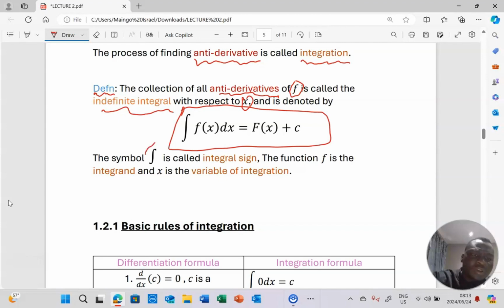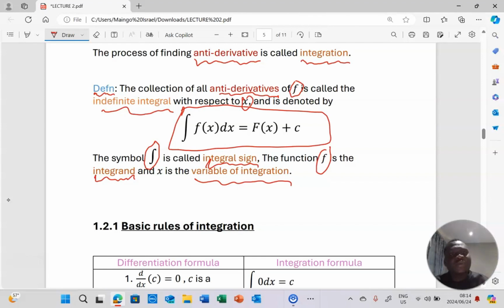A symbol shaped like s is called an integral sign. The function f under integration is called integrand. And x itself is the variable of integration, the variable that we're integrating with respect to. So this is in short the definition of what is integration.